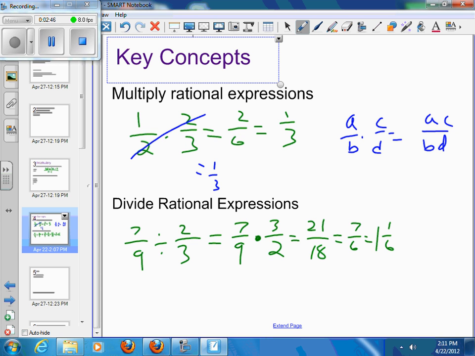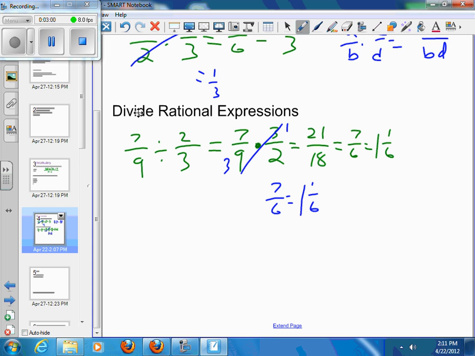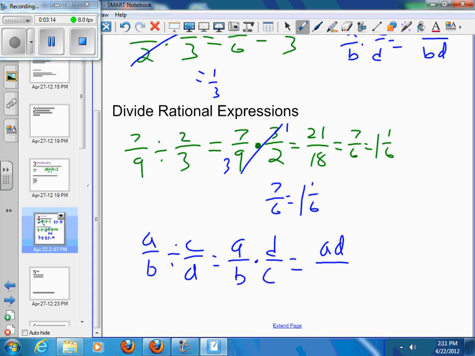You could get to the point right after you've copy dotted flipped and see that you can reduce right here. 3 divides into 9 3 times. And so then you still have 7 over 6, which is still 1 and 1/6. Bottom line, we need to know what to do when we divide. You've got, again, a over b divided by c over d. This would be a over b times d over c, so you'd get ad over bc. So that's just your main concepts. You've got your vocabulary, you've got your concepts, before we jump into this whole thing with crazy x's and x squareds and everything all over the place.